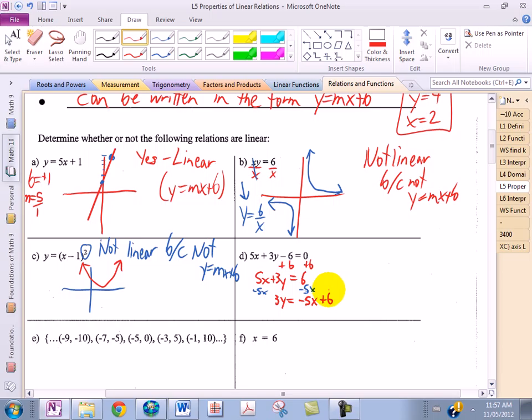Sarah, what do you think? Because we have a number in front of y, so we're timesing by 3. So what's the opposite of times? Good. Okay, so we want to divide this by 3. Now over here, it means we divide this by 3 and that by 3. And so we're going to get y equals -5/3 times x.